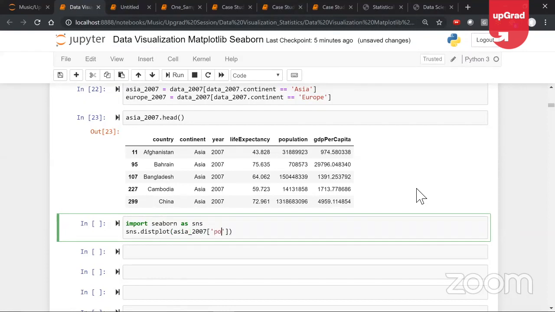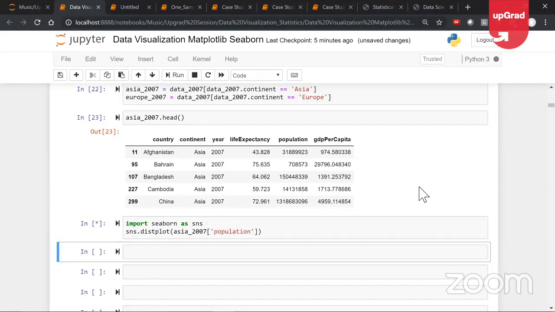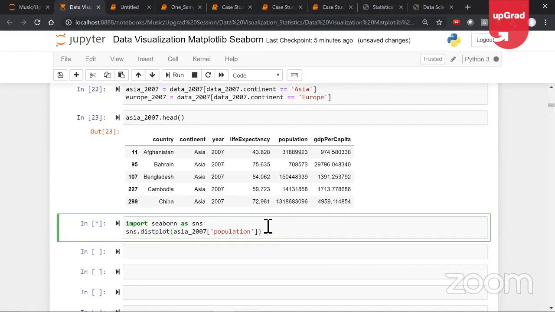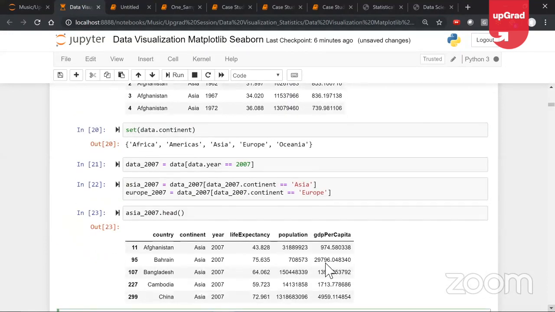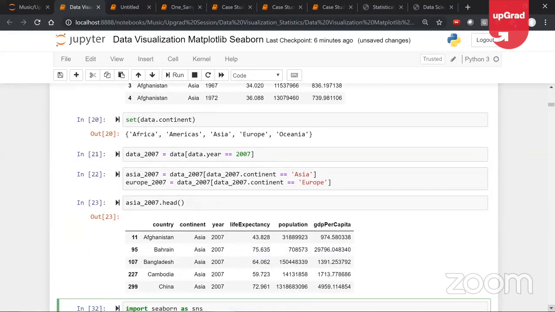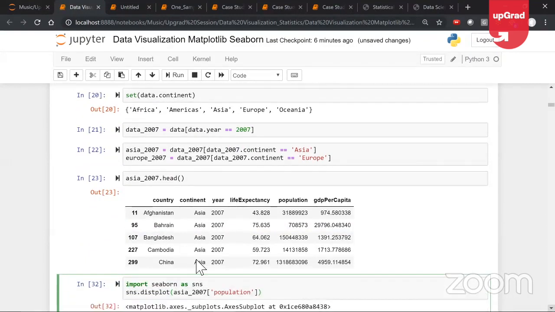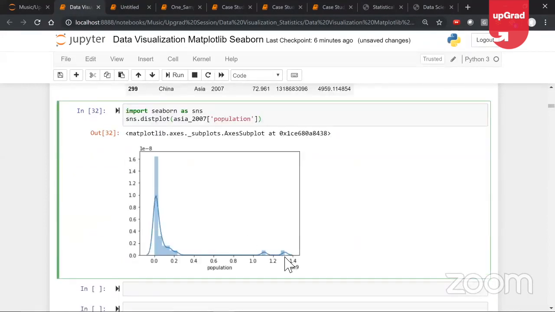So Asia 2007 population, disk plot, I can easily build, right? Let's see. Do you expect a skew right now for this particular plot? I will not show you the answer. Question for all of you. Okay, right skew? Right skew we expect? It is tremendously right skewed.